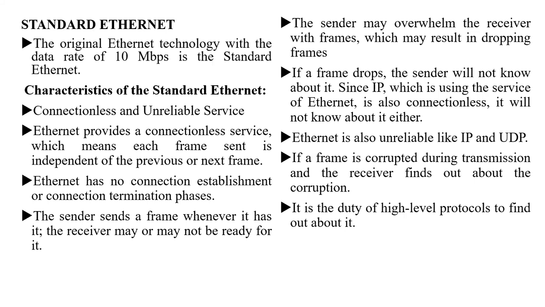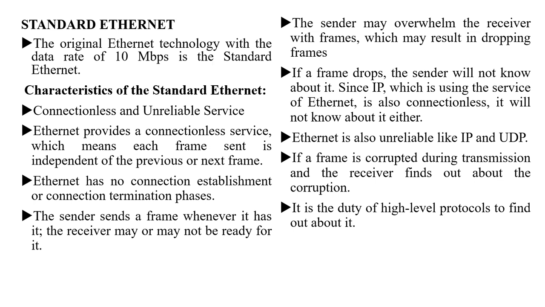Ethernet is a connectionless and unreliable service. It provides a connectionless service, which means each frame sent is independent of the previous or next frame. Ethernet has no connection establishment or connection termination phases. So it is called a connectionless and unreliable service.